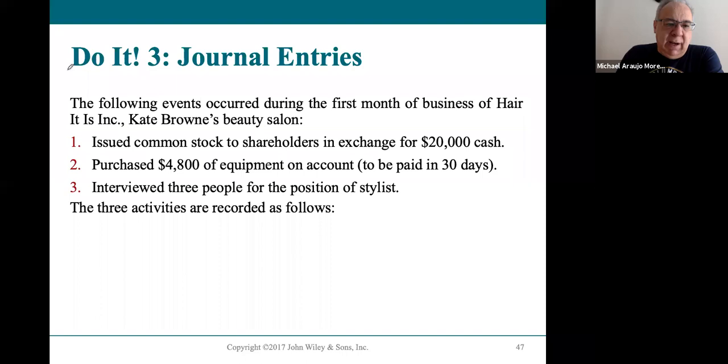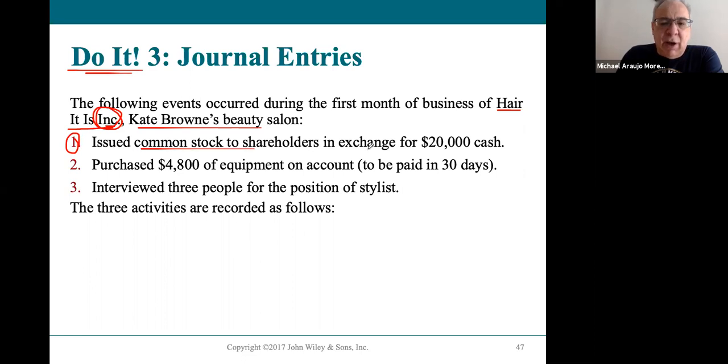And that's it. The do it exercise that's listed here for you to review shows you what happened at Kate Brown's beauty salon. I love the name of it. Hair It Is Incorporated. I must have went to Kate's competitor, Hair It Went, because I'm losing my hair. And so it's a corporation. Inc. is incorporated. And so just like all corporations, they start because owners put cash in exchange for common stock.